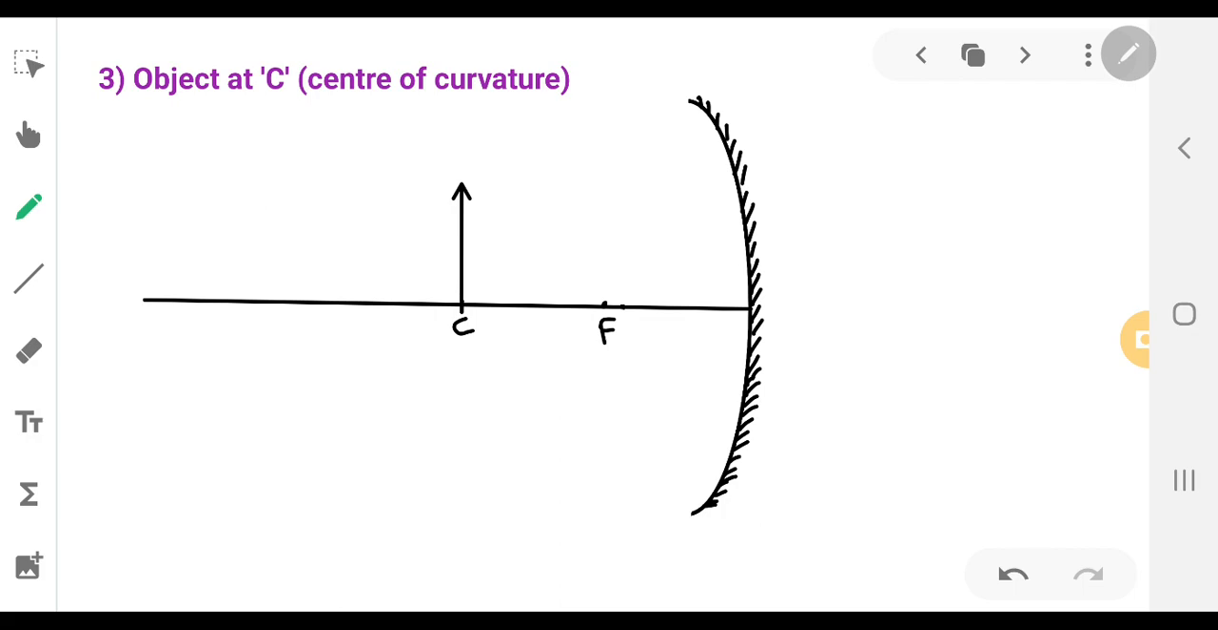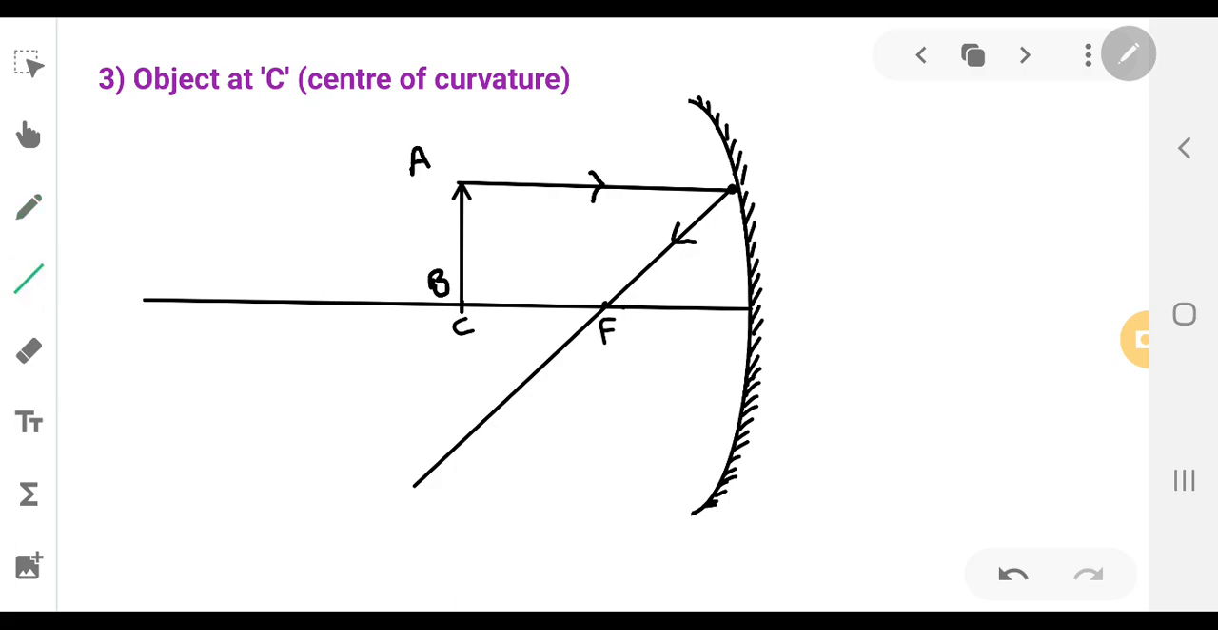The second case is when we place the object at C, the center of curvature. The first ray we consider is parallel to the principal axis. So this is our object AB. This is the first incident ray. When it is incident on the mirror, it reflects. As it is parallel to the principal axis, after reflection it passes through the principal focus. So this is the direction of the first reflected ray.